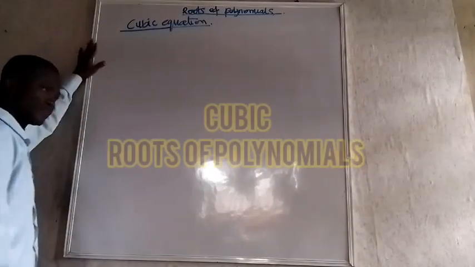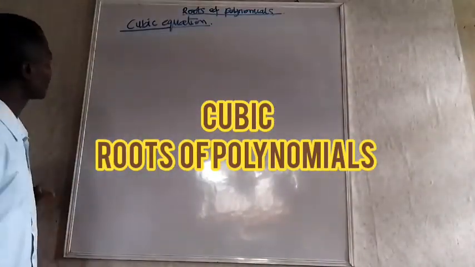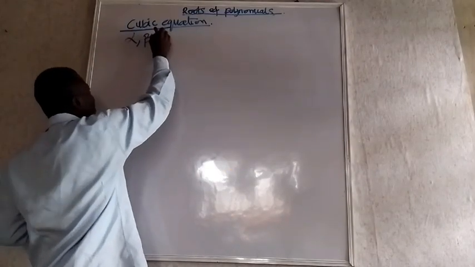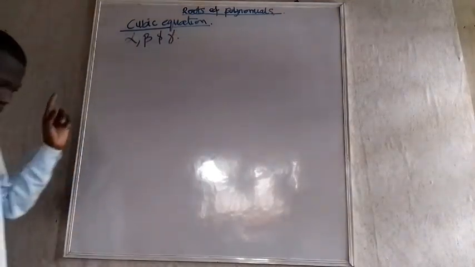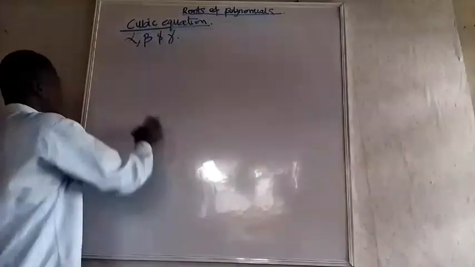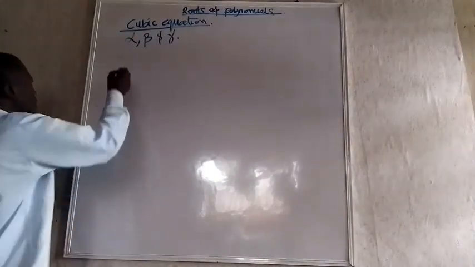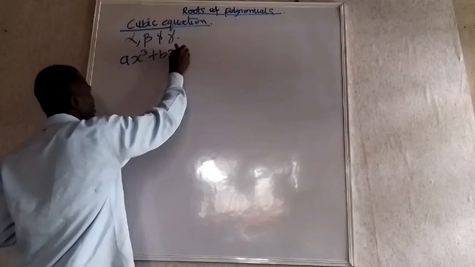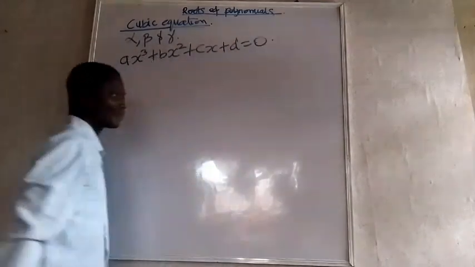Now let's talk about cubic. Cubic is a polynomial with 3 roots. Let's take the roots as alpha, beta, and gamma. Because of this, the highest power will be 3. Now let's see how it will look. It's going to be something like this: ax cubed plus bx squared plus cx plus d is equal to 0.